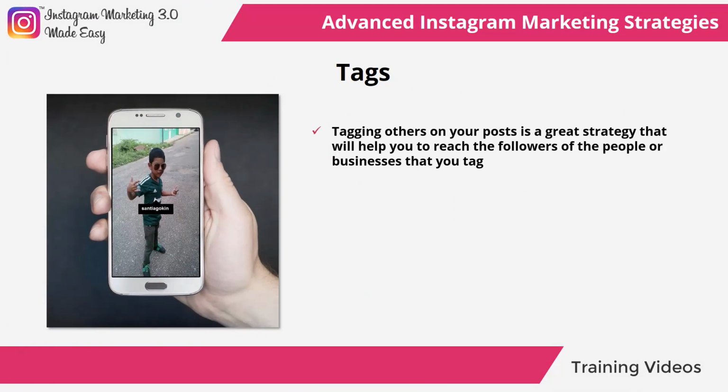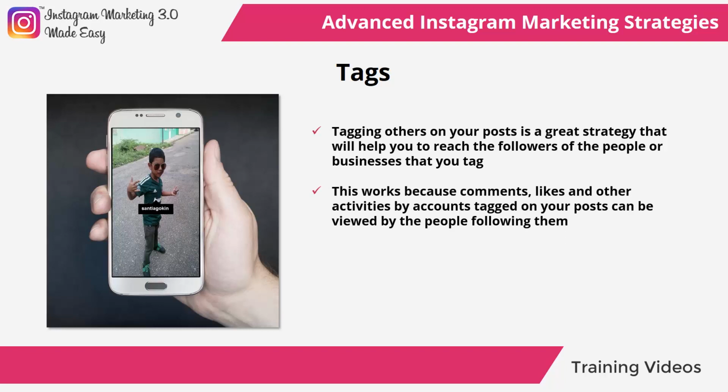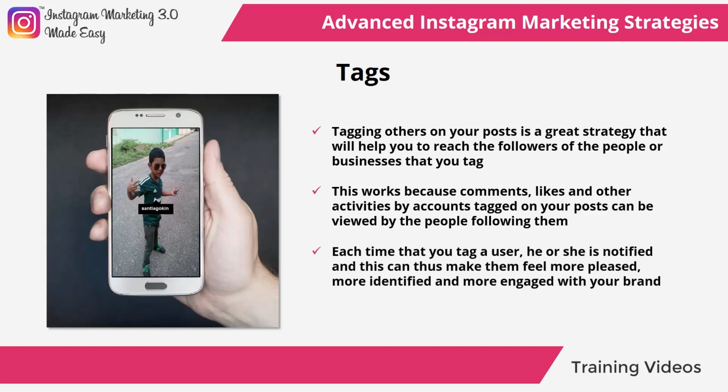Tags. Tagging others on your posts is a great strategy that will help you to reach the followers of the people or businesses that you tag, all by simply tapping on Tag People to look for someone to be featured on your post. This works because comments, likes, and other activities by accounts tagged on your posts can be viewed by the people following them. Each time that you tag a user, he or she is notified, and this can thus make them feel more pleased, more identified, and more engaged with your brand, letting others know how a great brand you are for engaging with them.